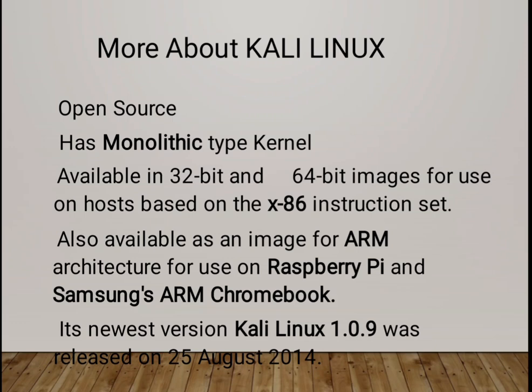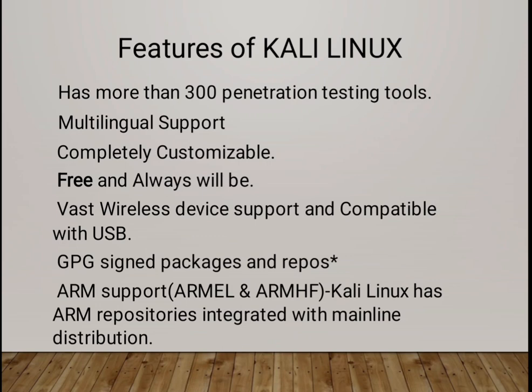Kali Linux is open source, has a monolithic type kernel, and is available in 32-bit and 64-bit images for use on hosts based on the x86 instruction set. It is also available as an image for ARM architecture for use on Raspberry Pi and Samsung's ARM Chromebook. Its newest version, Kali Linux 1.0.9, was released on the 25th of August 2014.